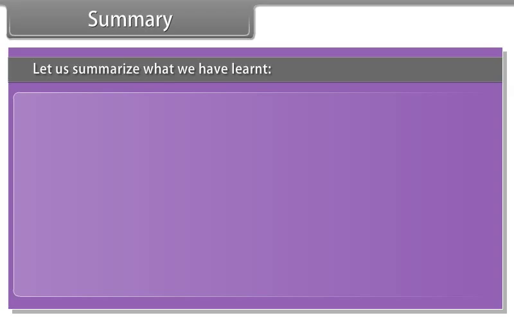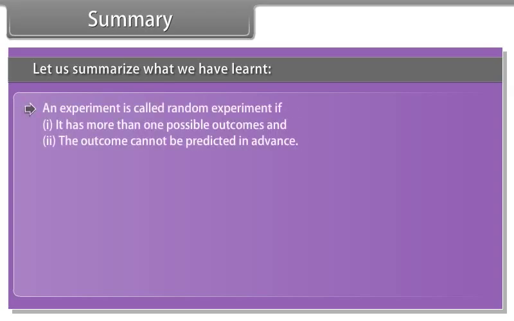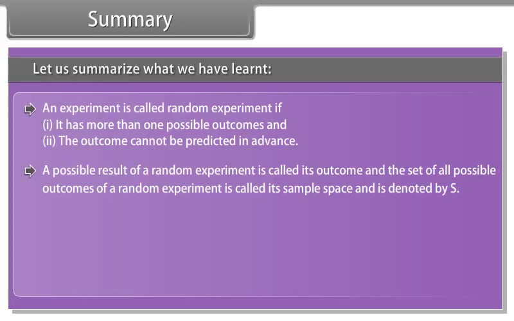Summary. Let us summarize what we have learned. An experiment is called a random experiment if 1. It has more than one possible outcome, and 2. The outcome cannot be predicted in advance. A possible result of a random experiment is called its outcome, and the set of all possible outcomes of a random experiment is called its sample space and is denoted by S.